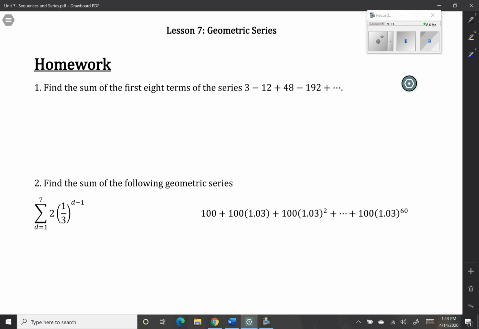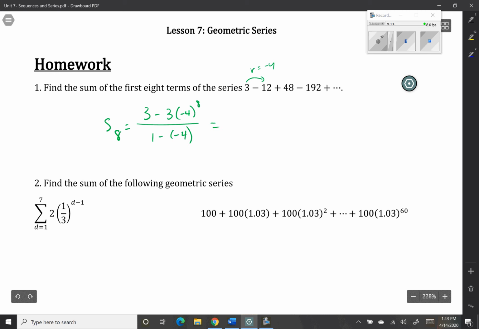So it says find the sum of the first 8 terms. Notice we don't even care what the 8th term is. I just need to know how many terms I'm finding the sum of. So I'm finding the sum of 8 terms. I know the first term is 3. The common ratio to get from one term to the next is -4. And then if I type that into my calculator, so I'll do 3 minus 3 times -4 to the 8th power divided by 1 minus -4, I get -39,321.